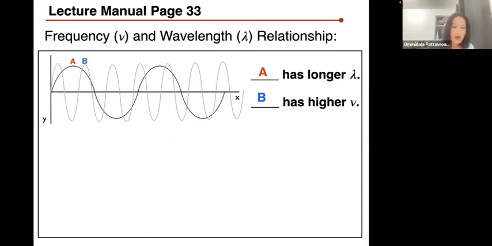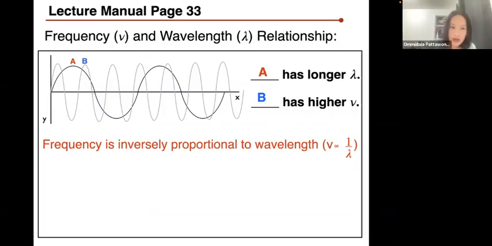If you're looking at frequency, on the other hand, if you take a given location, the number of oscillations passing through this location per unit of time, you will see that the number of waves for B that pass through this given location is more than what A has going through that given location per unit of time, or per 1 second. So in this case, B would be the one that has higher frequency. Okay, so again, this is wavelength, lambda. This is nu, frequency.